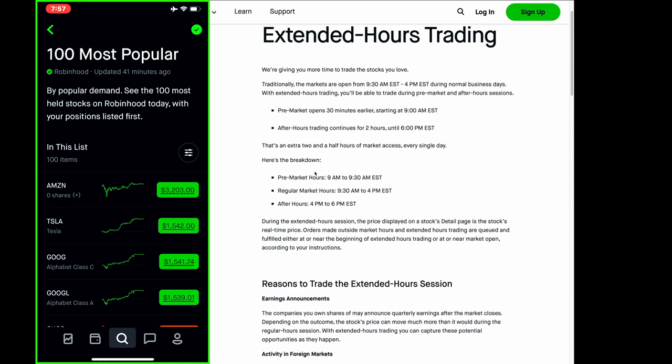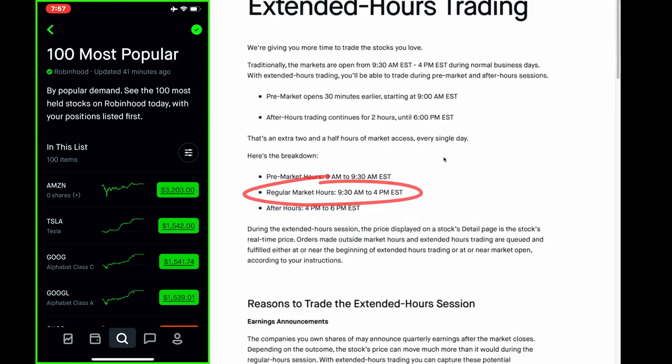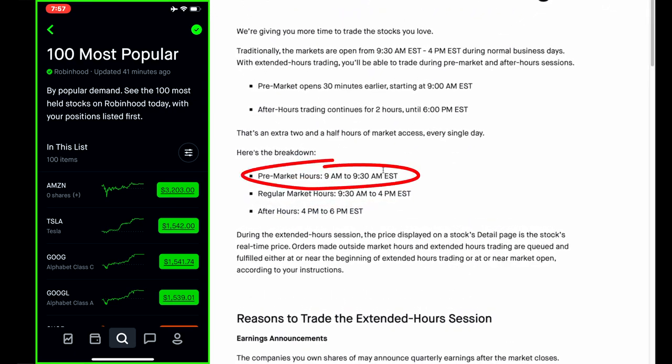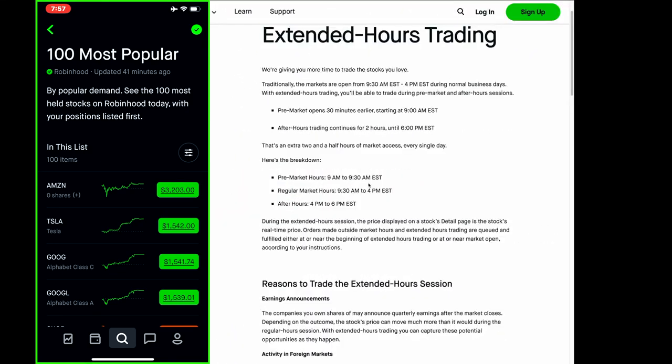Now, I'm going to go over regular market hours first. With Robinhood, that matches everybody else because there are just regular market hours at 9:30 a.m. to 4 p.m. Eastern Time. Pre-market, you're going to have 9 a.m. to 9:30, and after hours, 4 p.m. to 6 p.m. Now, the majority of you who are investors, you're probably just using Robinhood just for that.